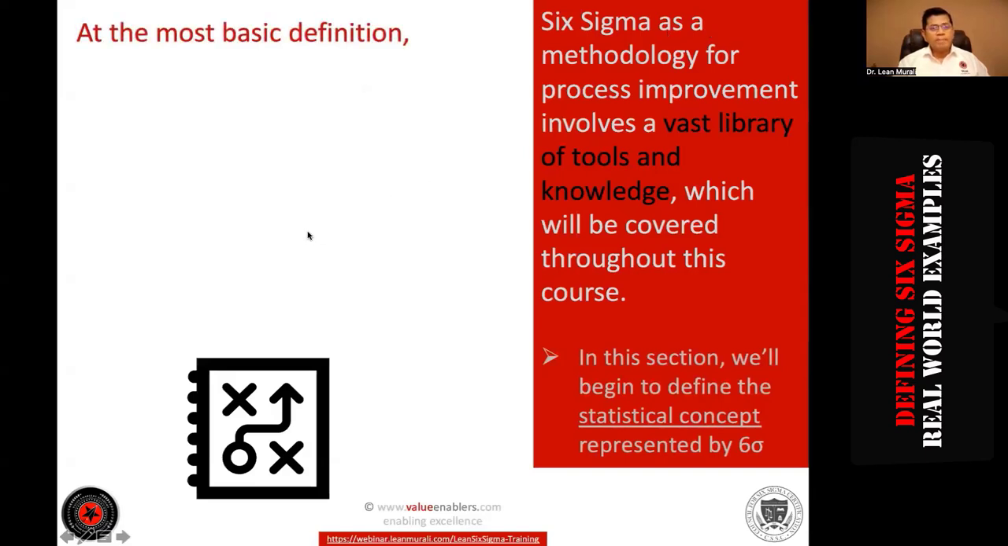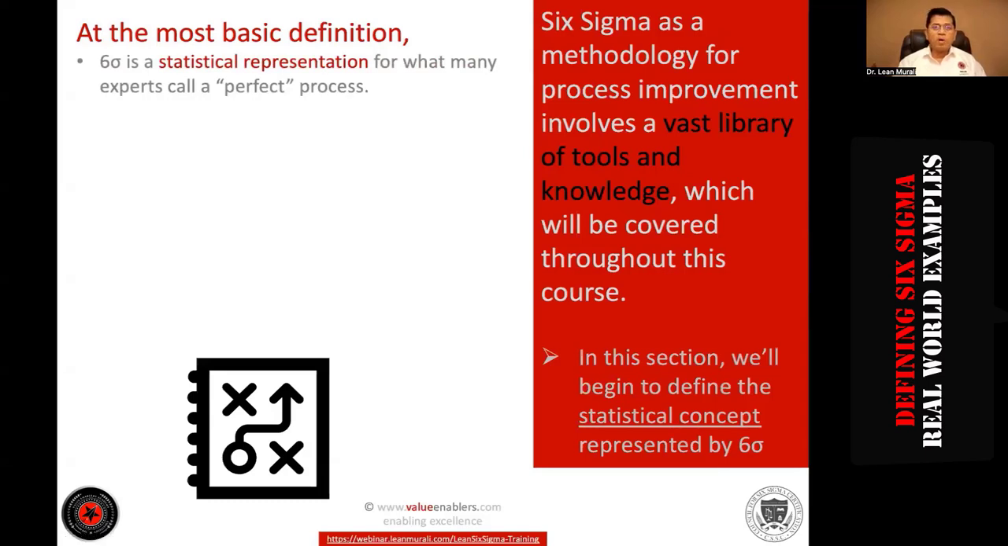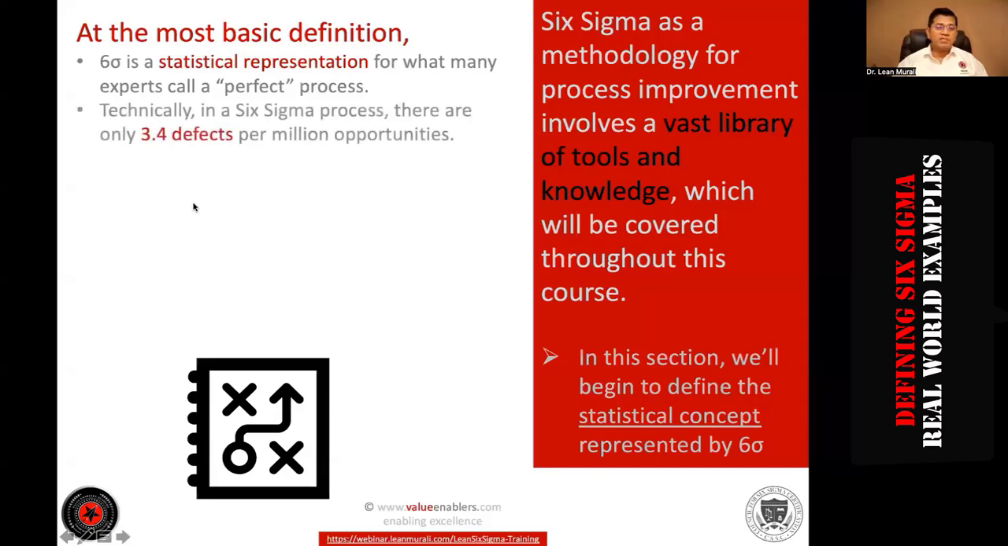At the most basic definition, Six Sigma is a statistical representation of what many people may call a perfect process. Now, you might have heard this a million times.